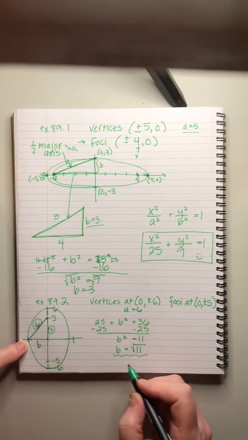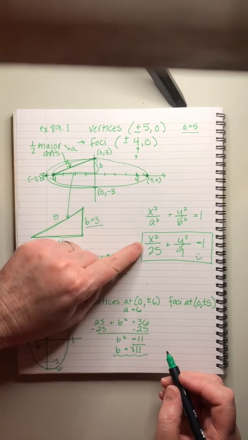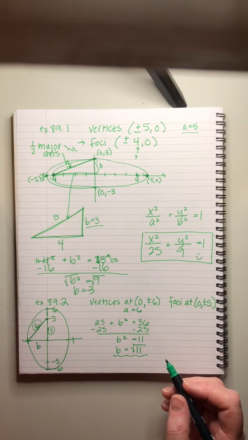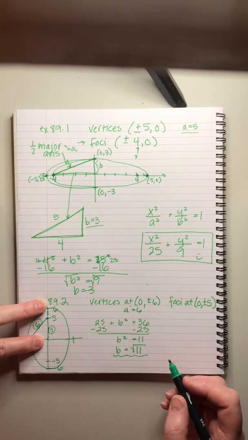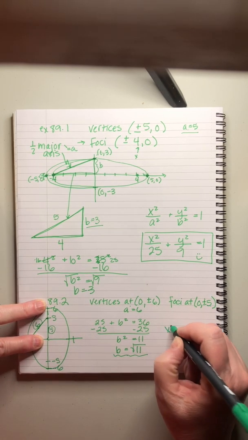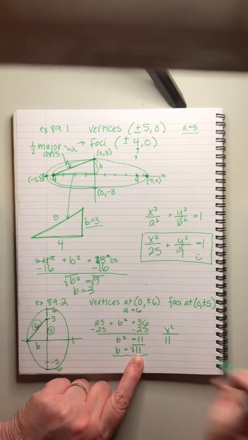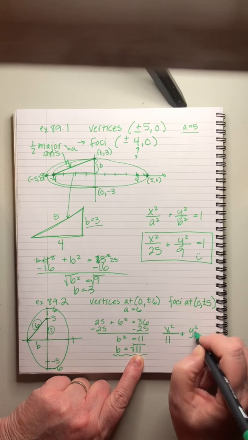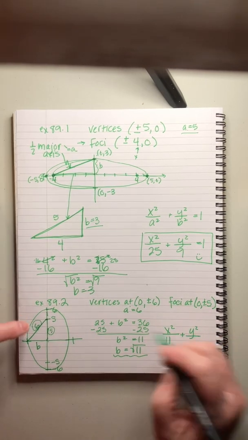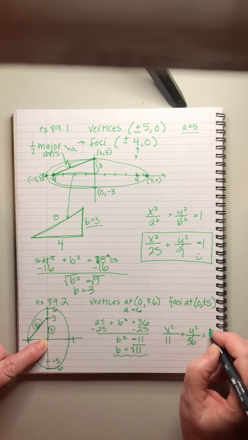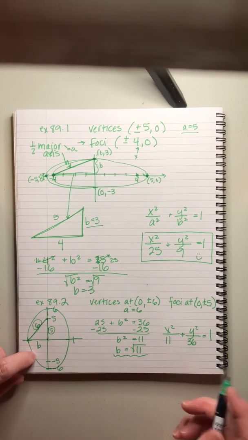Okay, so now we have our b value and we're ready to write our final form. We know that a goes with the major axis, so a is going to go with y. So x squared is going to go with b squared. B squared is just 11 plus y squared over, what's our a? 6, so that's 36 equals 1. Yay, I got it right.